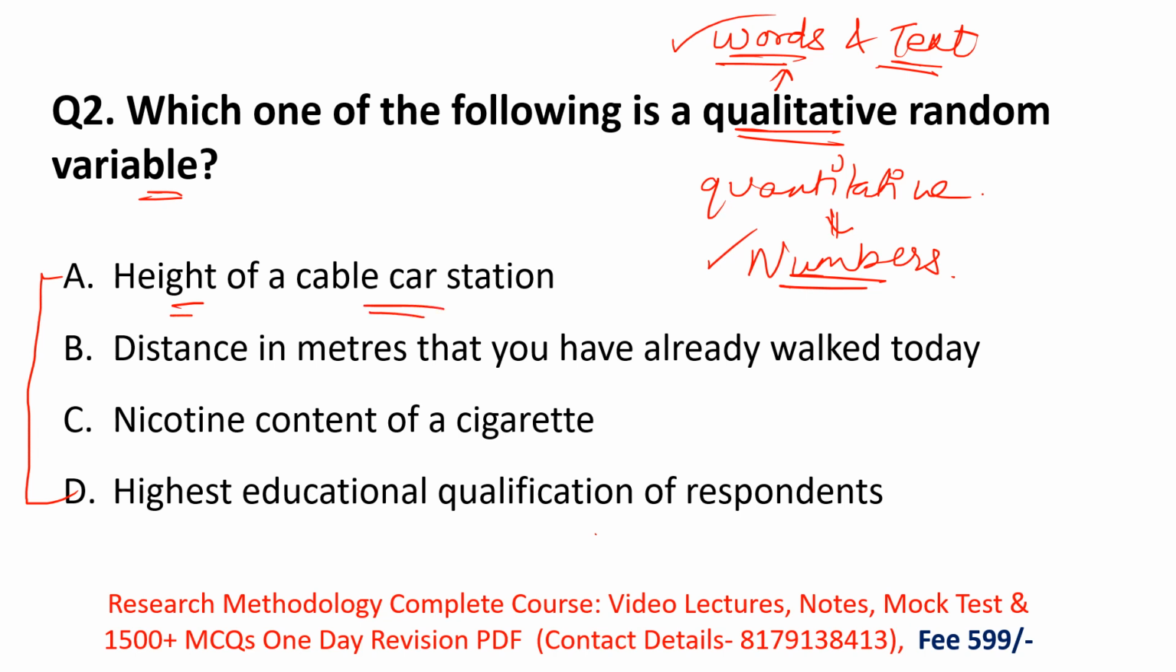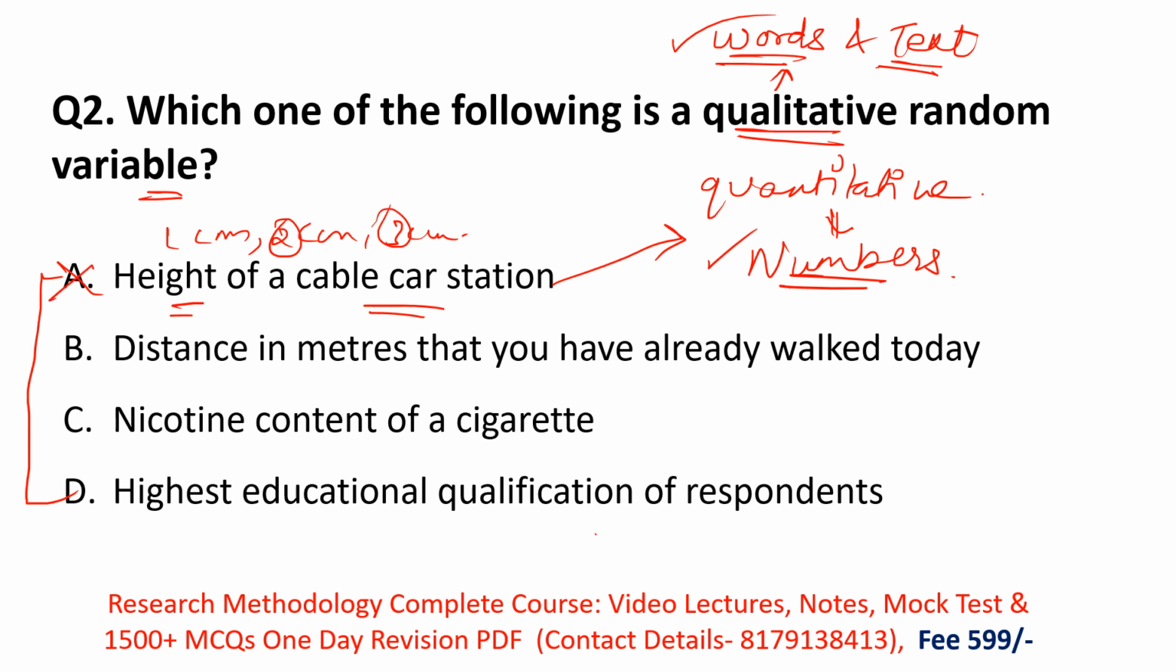That means the cable car station's height could be 1 centimeter, 2 centimeters, 3 centimeters. So here you are getting the answer in the form of numbers. Okay, 1, 2 or 3. That means this is a quantitative variable, not a qualitative variable. So yes, option A is the wrong answer.